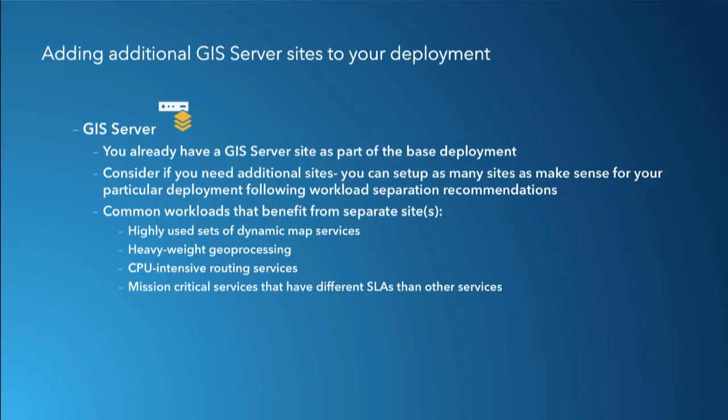You might consider adding additional ones for workload separation in particular. Some common workloads that often drive this decision are highly used sets of dynamic map services. Dynamic map services are those where the map gets drawn for each request. That's a CPU-intensive thing, so it often makes sense to isolate those off if you have many of those or ones that are highly popular.